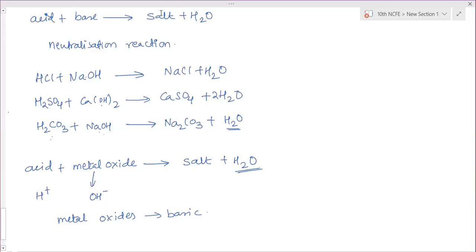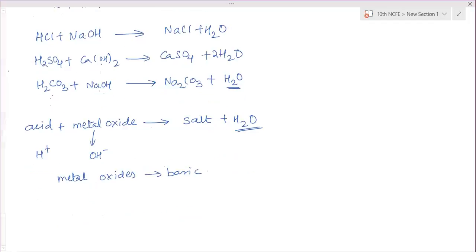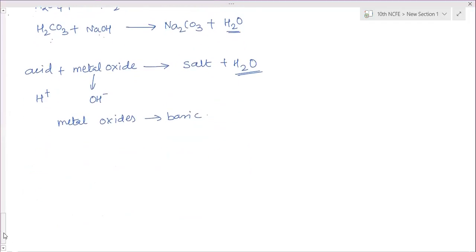And then the last one, phenolphthalein. Pink in base and colorless in acid. So when phenolphthalein is tested with the acid, there is no change in the solution. It will remain colorless. But on bases it turns pink. And methyl orange is red and yellow. Phenolphthalein is colorless and pink.